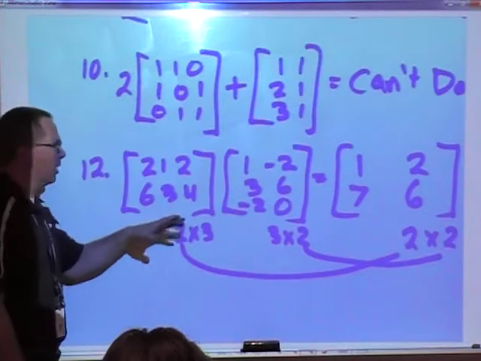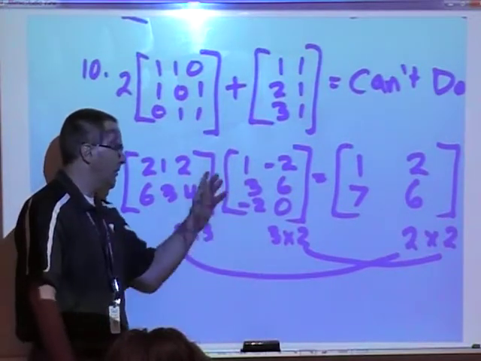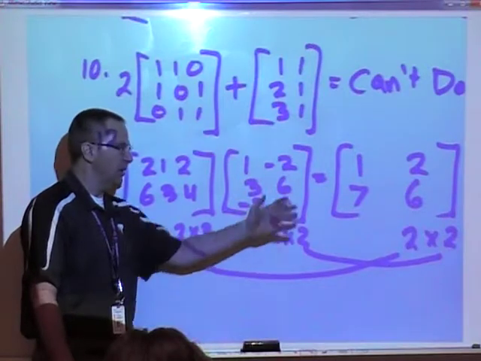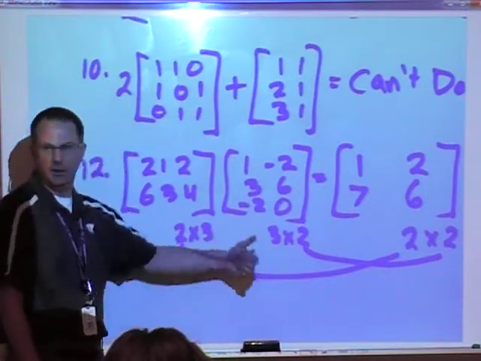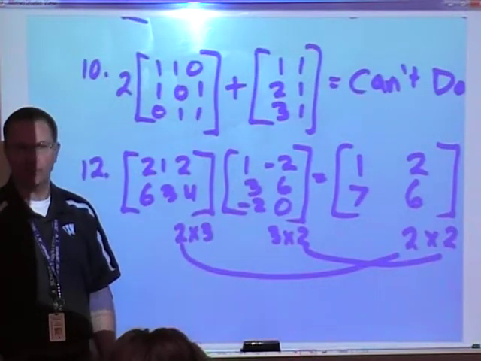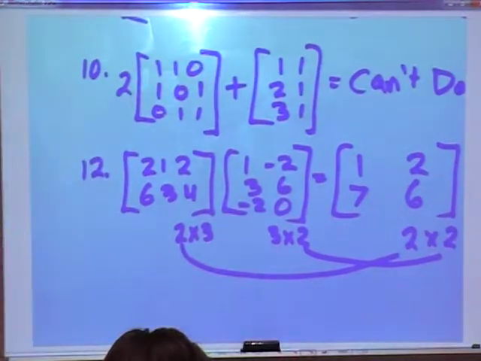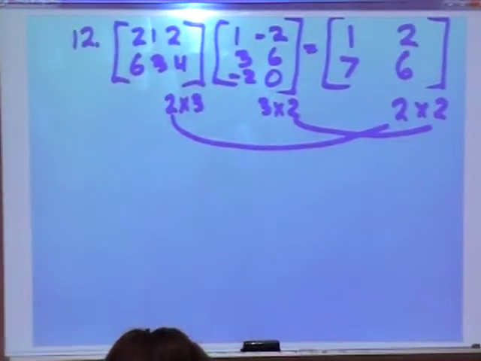The other part I want to show you is this is a 2 by 3, this is a 3 by 2, and the answer is going to give you the outside size, a 2 by 2. That's how you figure that out. All right, that's multiplication of matrices. Are we ready to move on?